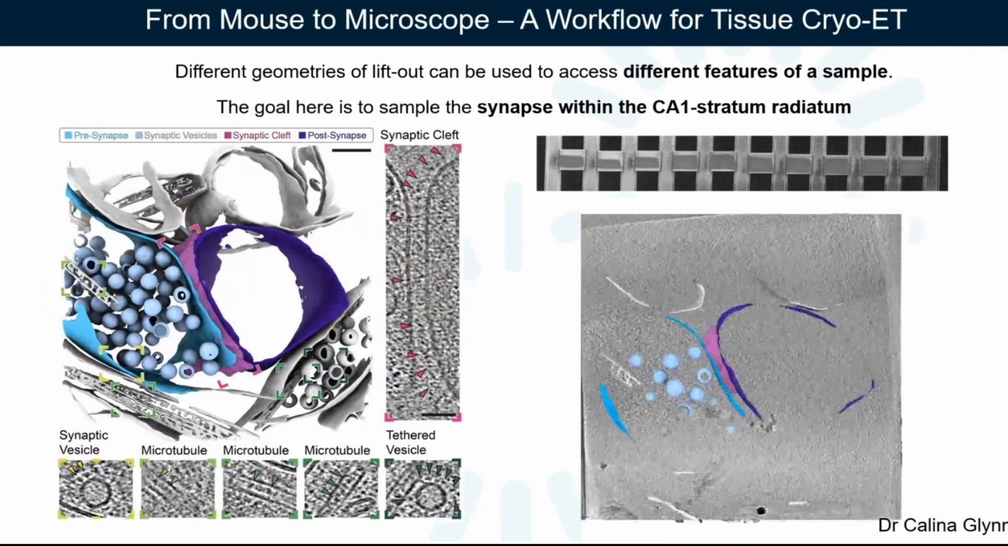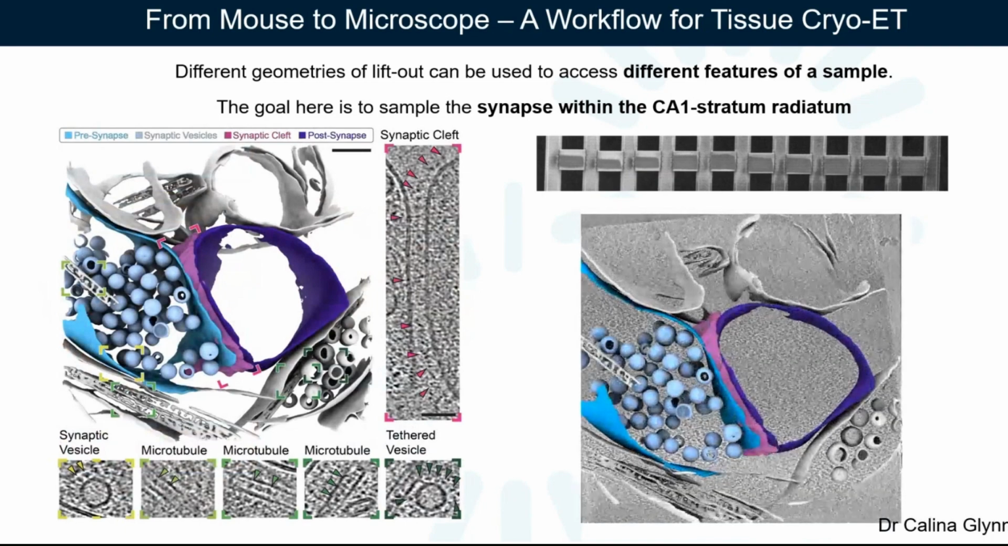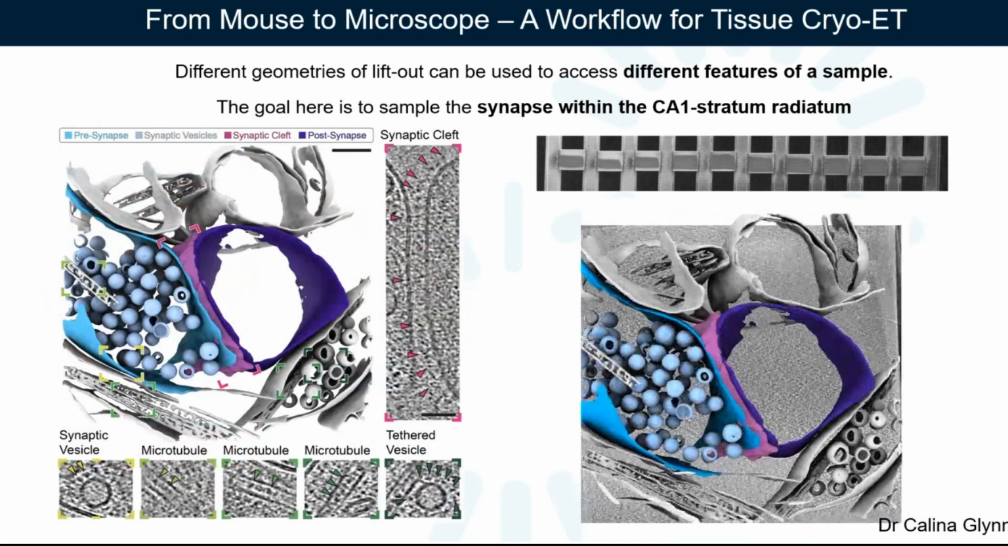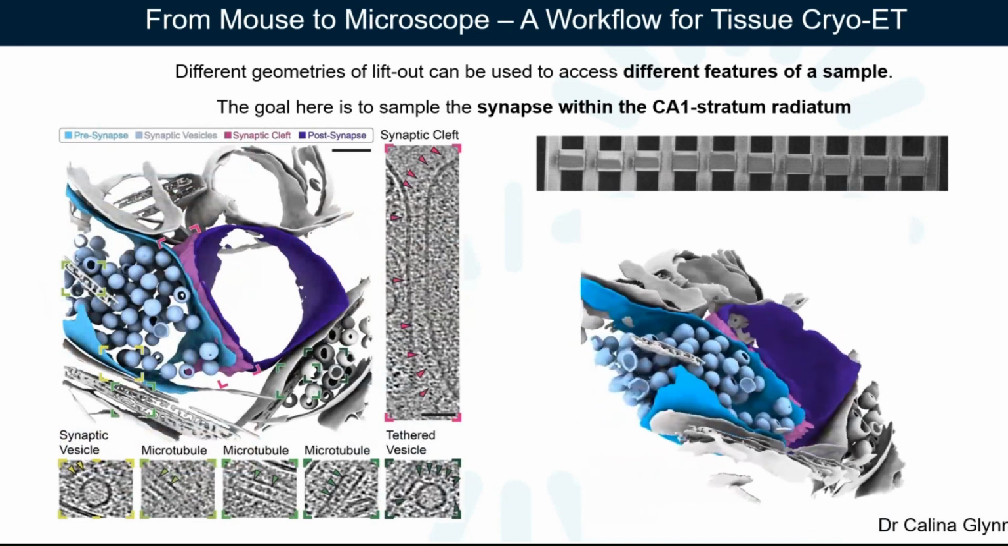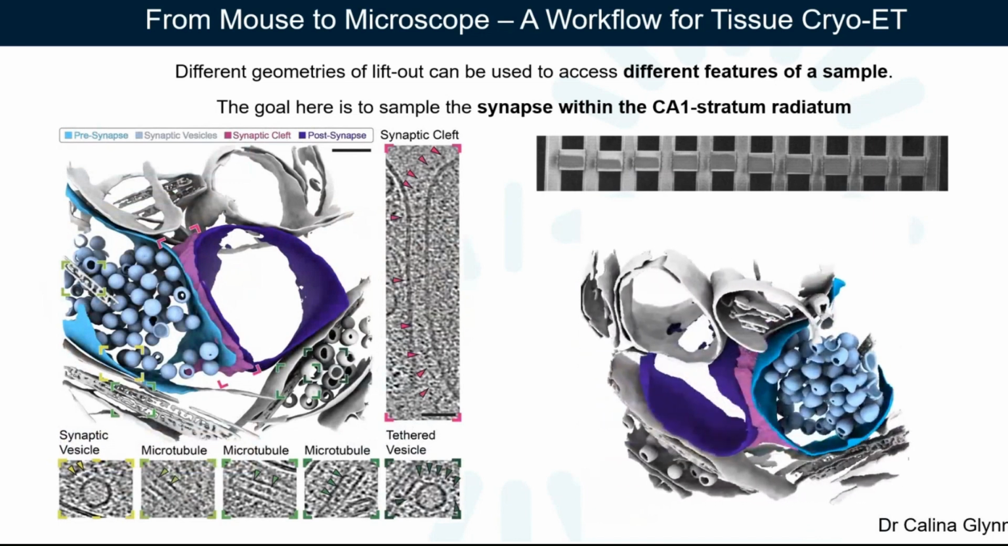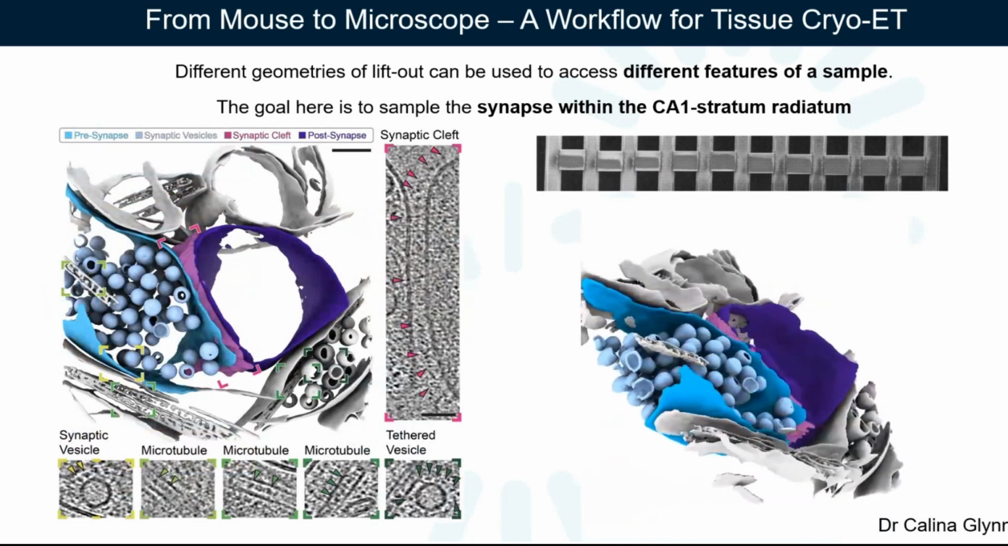So you have synaptic proteins within the cleft and microtubules with intraluminal bodies, and synaptic vesicles with proteinaceous density on them. So a really great level of detail that you can get from these images.